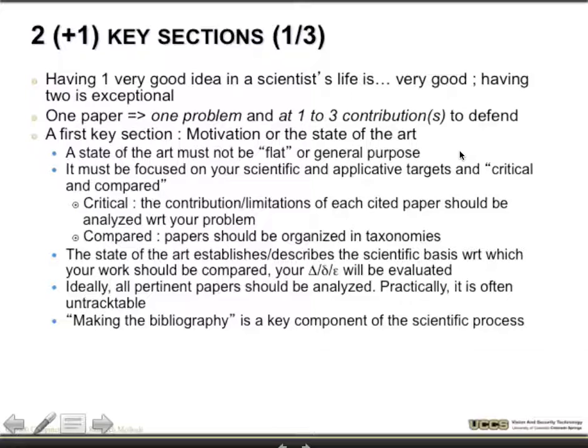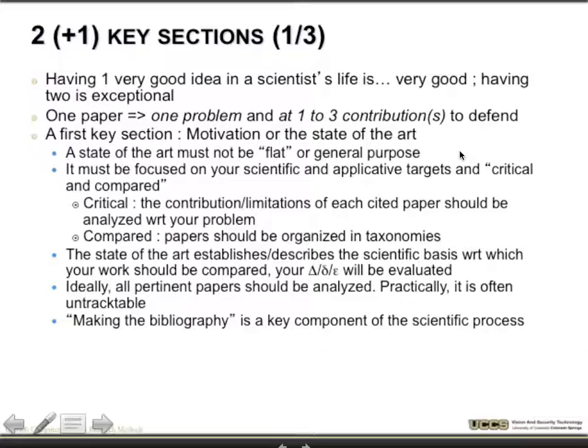So the first key section can be either the motivation section or the state of the art, because people sometimes put those most relevant state-of-the-art things in the introduction and motivation section. Sometimes it's just in a separate section called the literature review, related work, or state of the art.